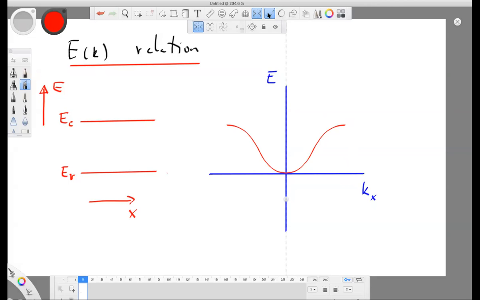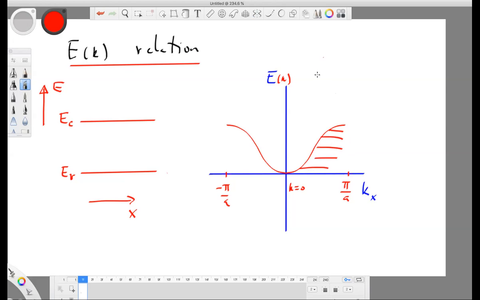Right here at the edge we had pi over a, and this is minus pi over a. This was k equals 0, and this was a dispersion relation. So this is the E versus K relation that we're talking about. And remember that the semiconductor at T equals 0 is an insulator, so all this region here is filled with electrons.